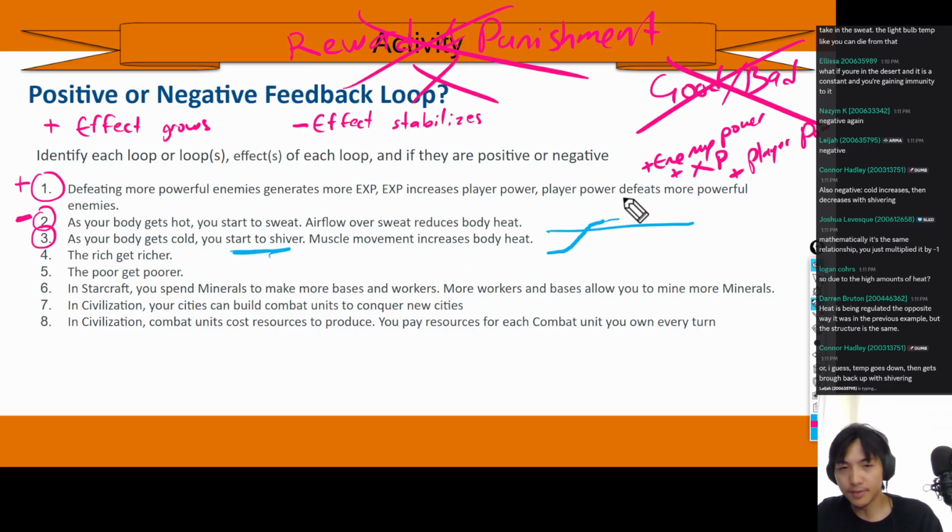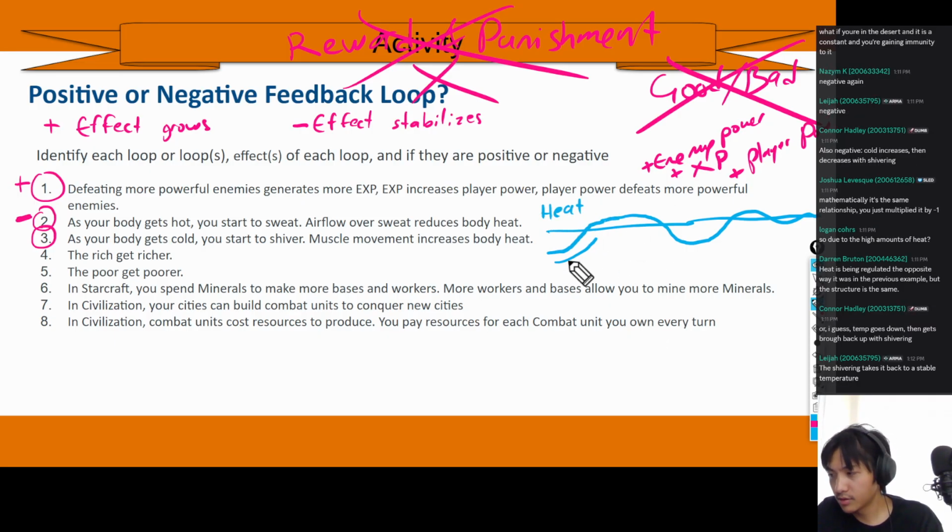Maybe you don't have to shiver as much once you're warm enough. But when you're not shivering, you get colder, and then you have to shiver again, so it goes like this, right? Your body heat is going up by you shivering, but it's not increasing exponentially. It's not making itself increase again. It's just regulating your temperature. It takes it back to a stable temperature.